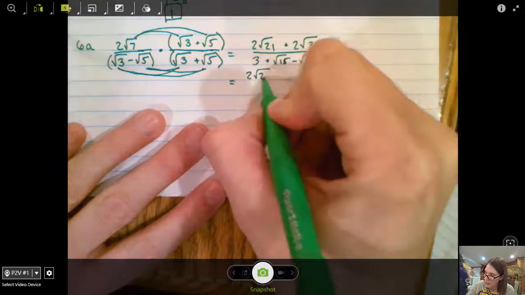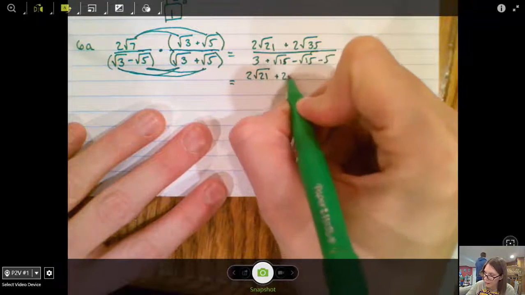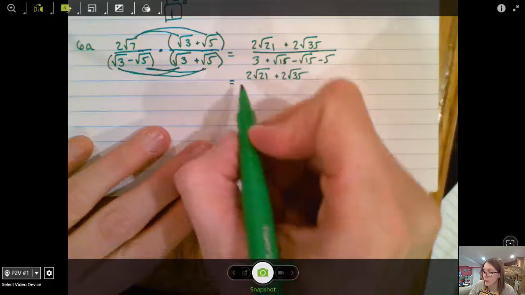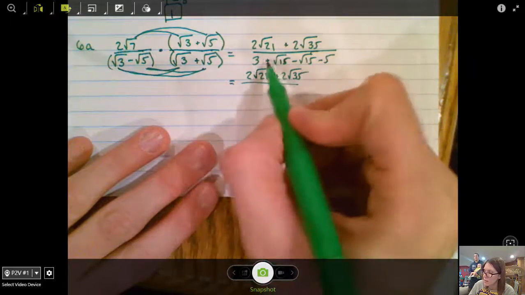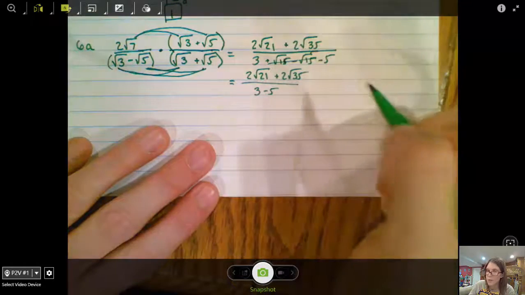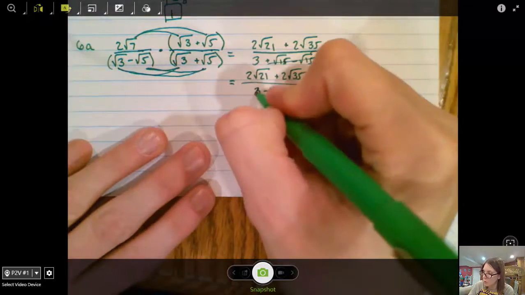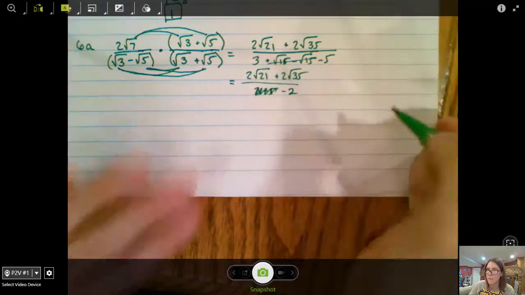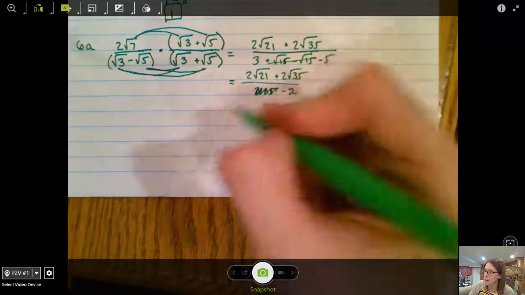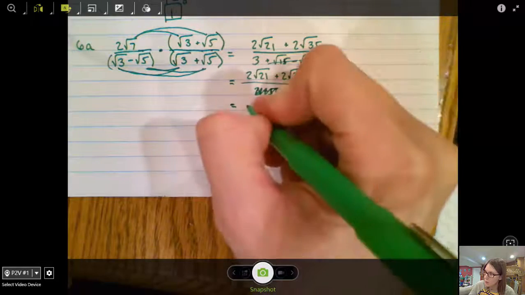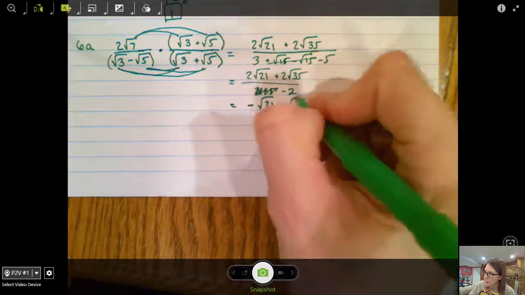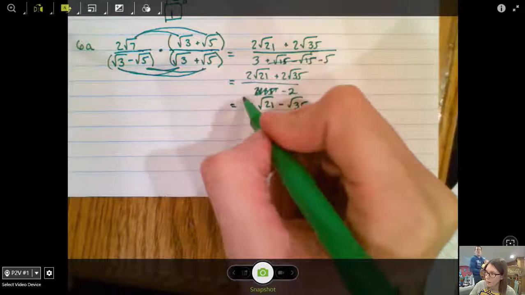The numerator, none of those radicals can be simplified, and we can't add them because they have a different radicand. In the denominator, square root of 15's cancel out. 3 minus 5 is negative 2. The last little bit is to notice all of these numbers are divisible by 2. With 2 divided by 2, we'd have negative square root of 21 minus the square root of 35. And that would be my final answer.